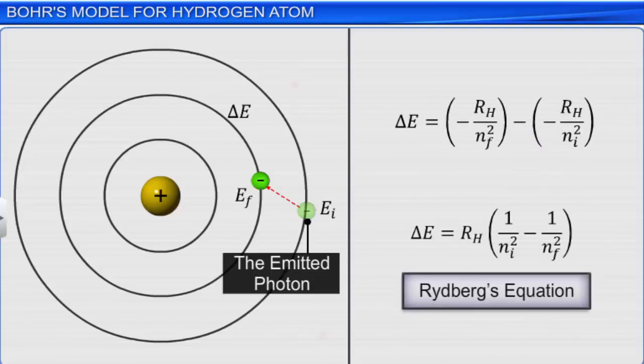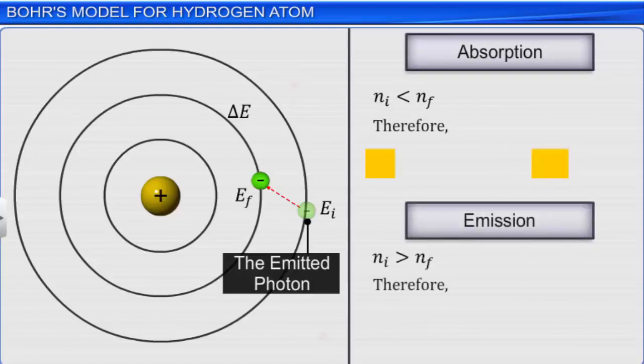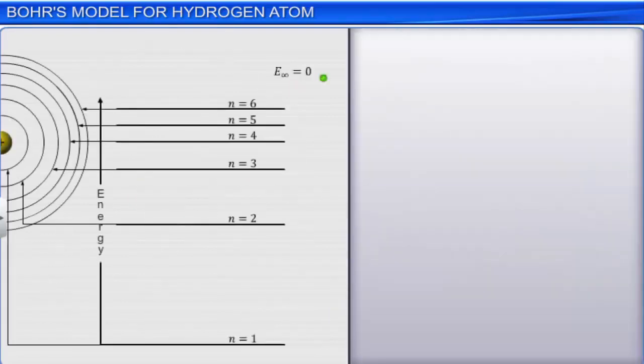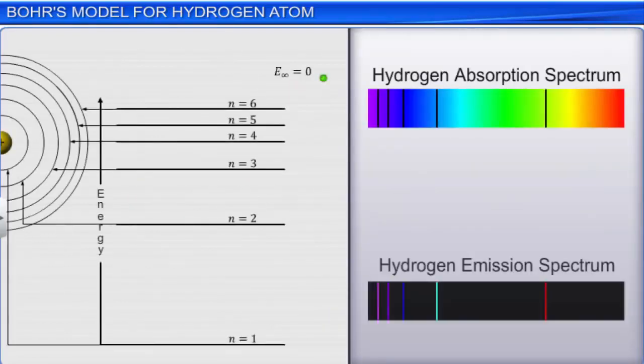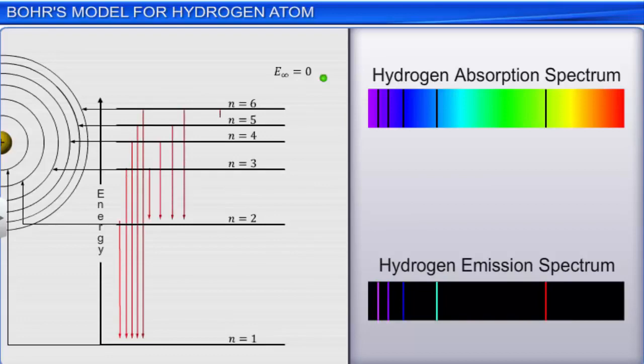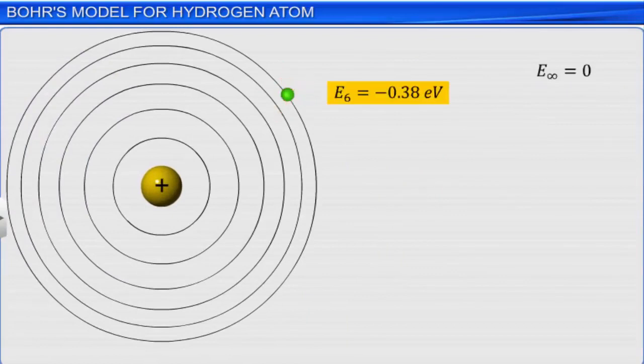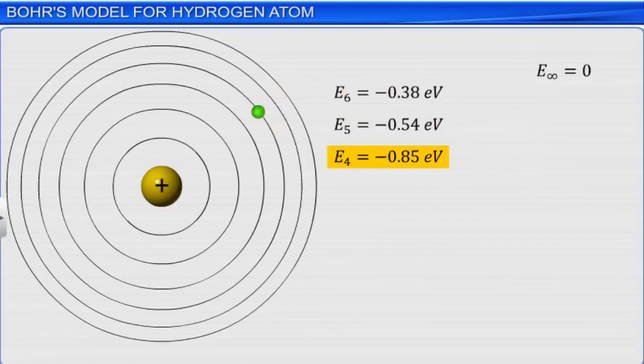Note that in case of absorption of energy, delta E is positive, and in case of emission, delta E is negative. Thus, each spectral line in the absorption or emission spectrum can be associated with a transition of states by the electron of a particular hydrogen atom. Bohr's model also shows that the intensity of each spectral line depends upon the frequency or wavelength of photons absorbed or emitted.